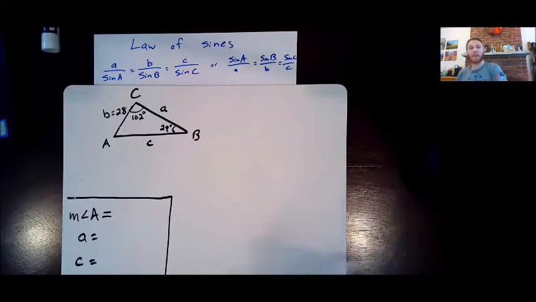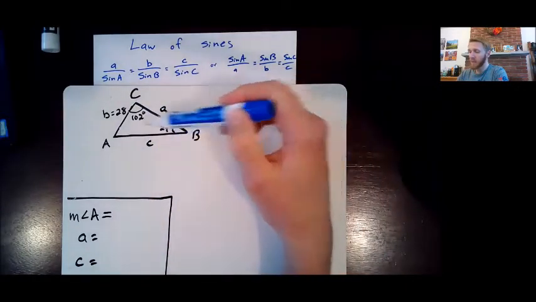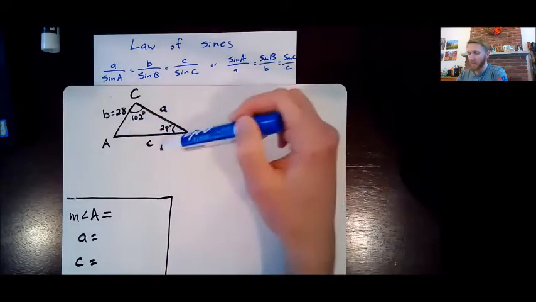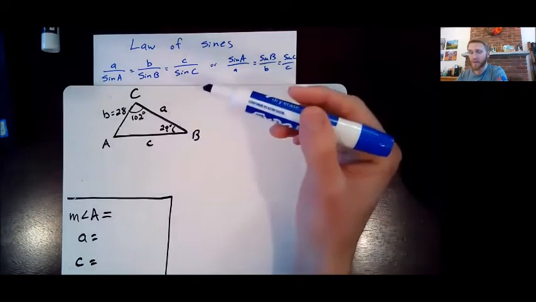For this first example, I want to solve for the missing parts of triangle ABC, given angle C, angle B, and side B, which means I need to find one angle and two missing sides. In this case, I suggest going with the easy parts first.